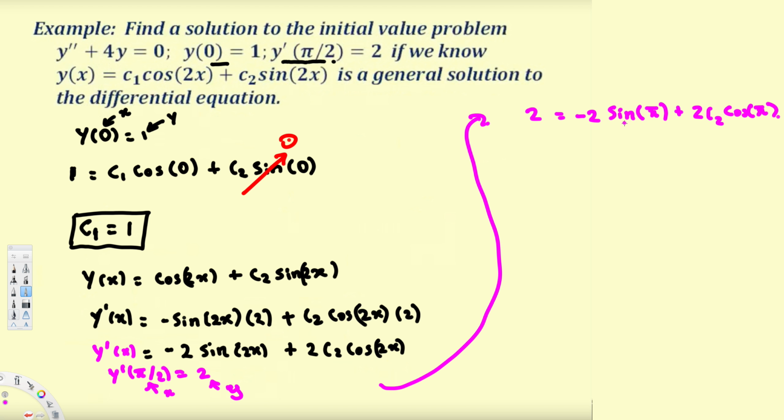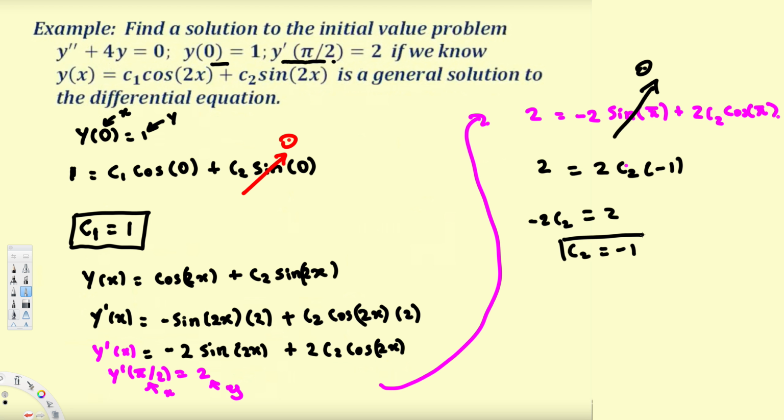And sine pi is 0. So this whole thing is going to be 0, right? So this is the only thing that's going to remain. So let's write that one. 2 is equal to 2c2, and cos pi is equal to negative 1. So this is going to be negative 1 right here, and therefore negative 2c2 is equal to 2. Therefore c2 is going to be equal to negative 1.